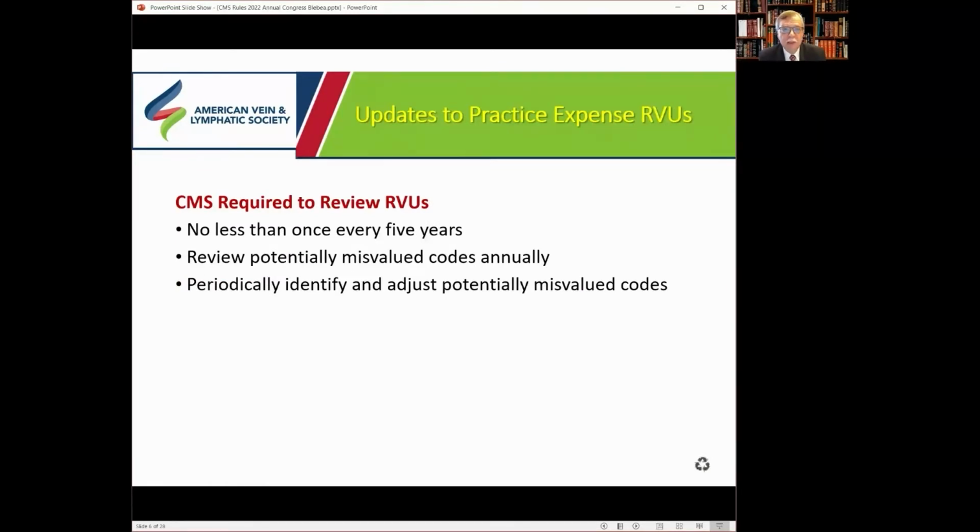This is not a static process, and CMS is required to review these RVUs at least once every 5 years, but annually for codes that potentially are misvalued, or at other times when there's potentially misvalued codes that need to be adjusted and were identified.